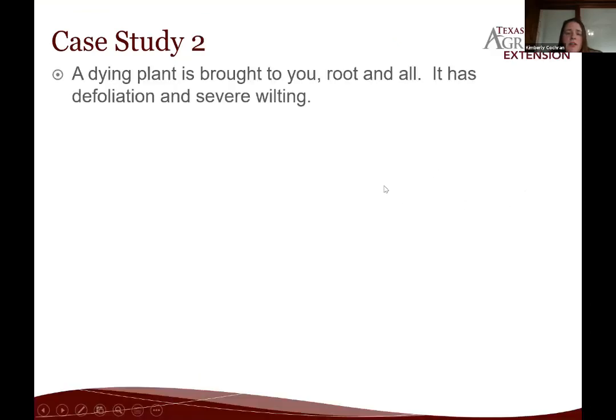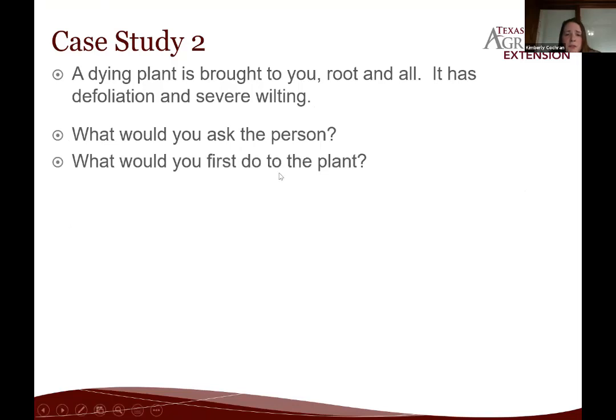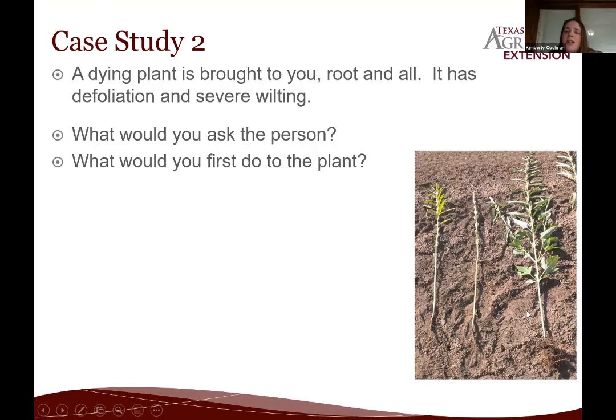Okay, so case study 2, someone brings you a dying plant, like the whole thing, they pulled it up from the roots, and it has defoliation and severe wilting. What would you ask the person? What would you first do to the plant? And this is what it looked like. So this is what the people brought me. Okay, so the first thing I would ask the person is, what is it?